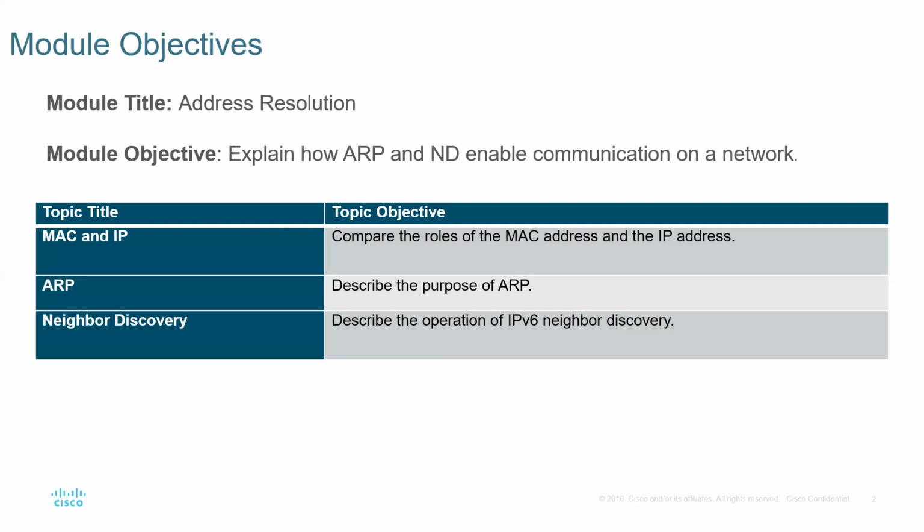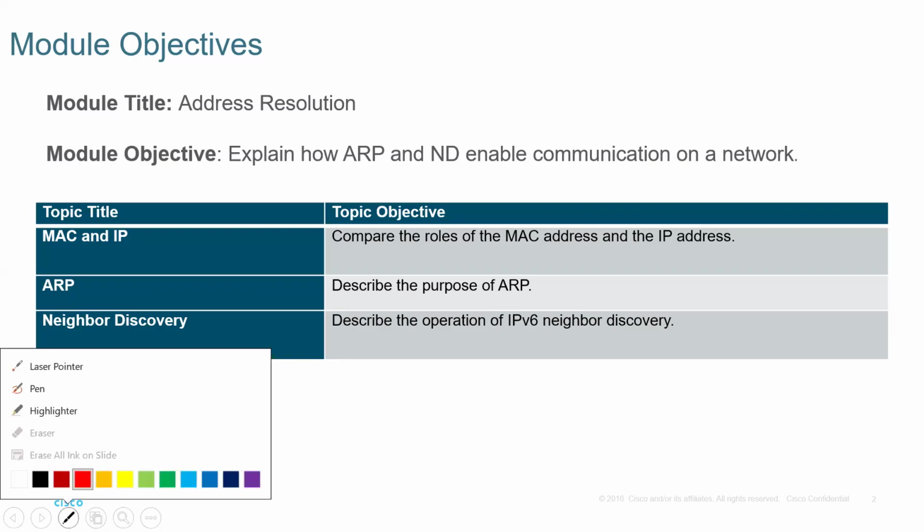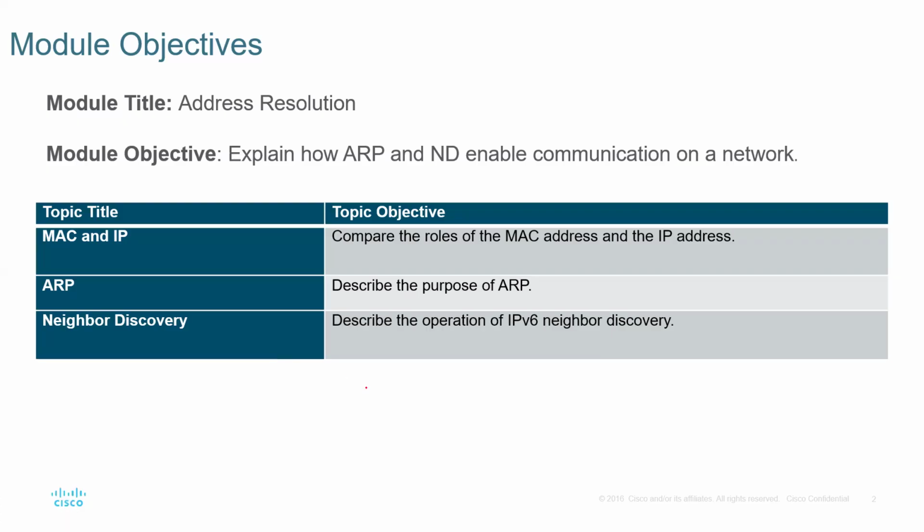With those two types of protocols, we also have two protocols that are used to resolve from the IP to the MAC. With IP version 4, we have ARP, which is used for that. And with IP version 6, we have what they call neighbor discovery. But the function is basically the same thing.